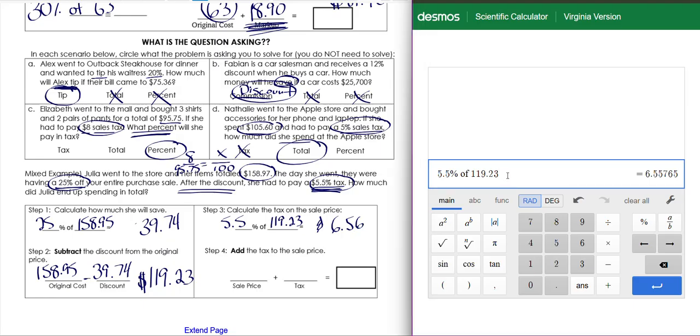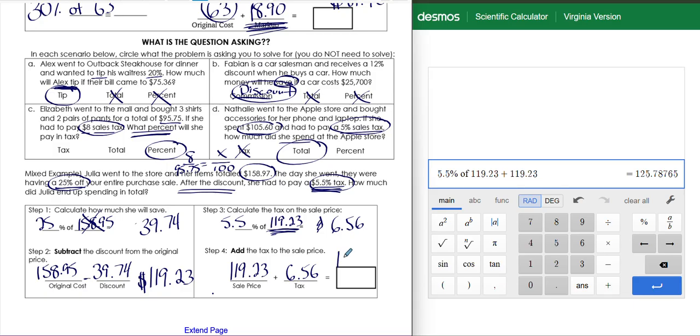Now we can do our last step. We're going to add that tax to the original price after our discount, which is that 119.23. We're adding this price. We're not using this one anymore because we got that discount. We're using this plus the tax. And our final price is $125.79. Again, that's an 8 right now, but since the next number is a 5 or bigger, it rounds up to a 9. That's our final price after the discount and the tax.